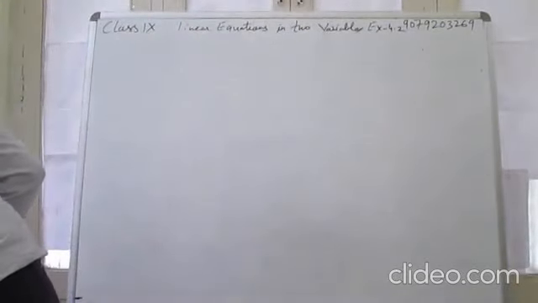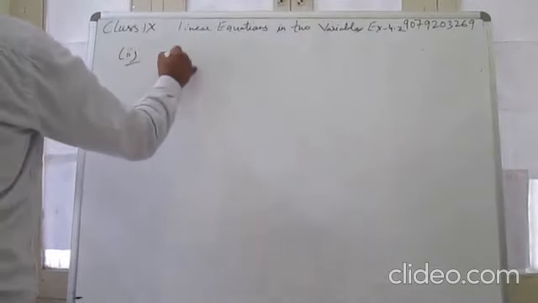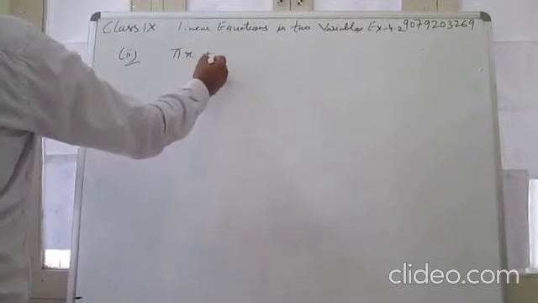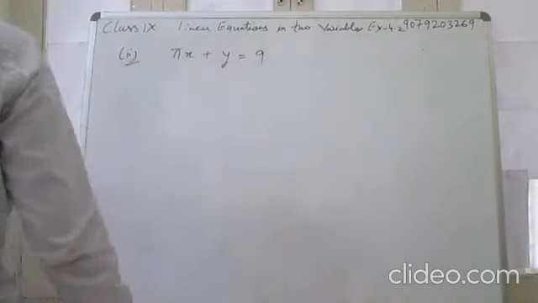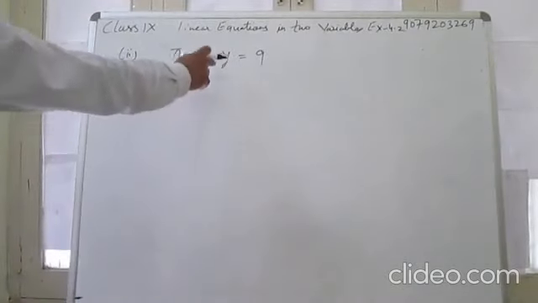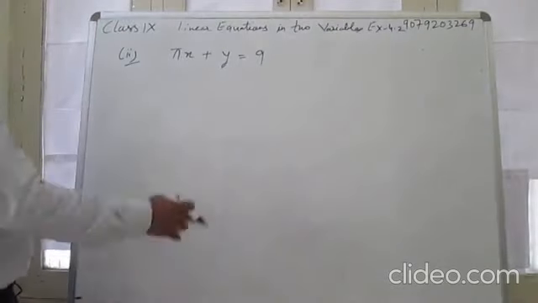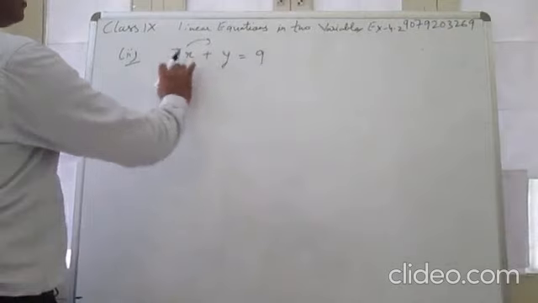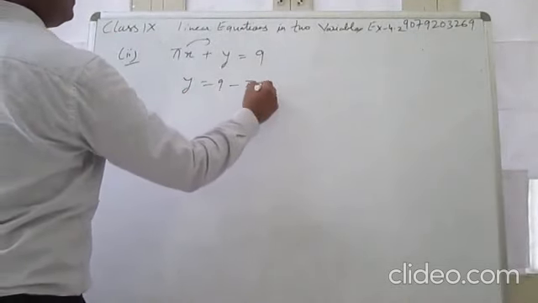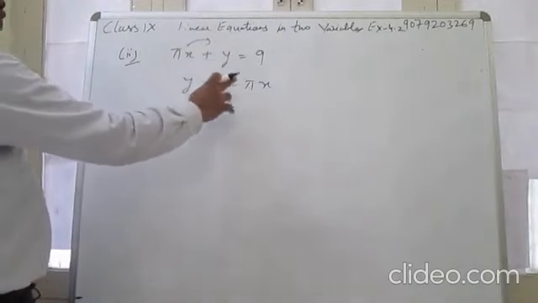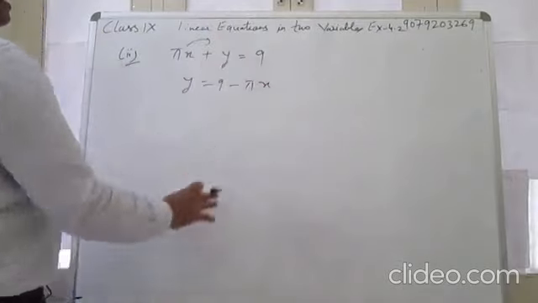Now I will take the second part, that is pi x plus y is equal to 9. Write 4 solutions. So make a table. First you transpose x to that side, so it is easy to calculate. Y is equal to 9 minus pi x. Don't write pi as 22/7 or 3.14. Keep it as it is.